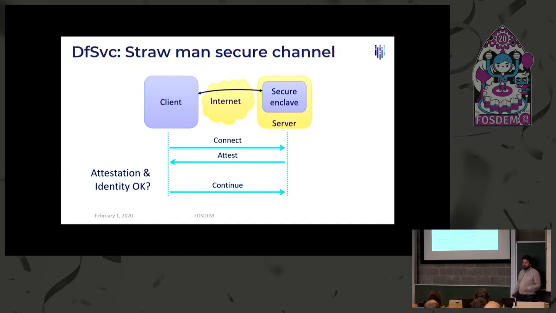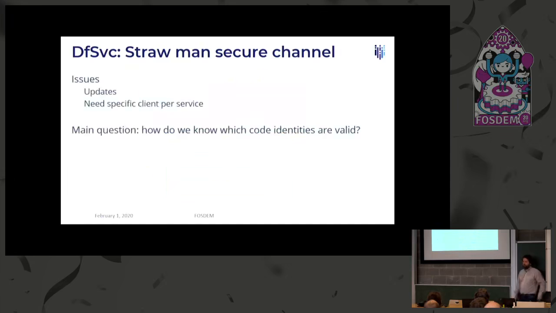This works, right? But now you have an issue because you can't do updates on the server side. And you need one client per service, because the identity of the server is baked into the client. You need a different client all the time, right? So we have this ability to verify the code identity on the server side, but how do we know which identity we want here? That's a big question. But this is something that you can solve in a different way, right?